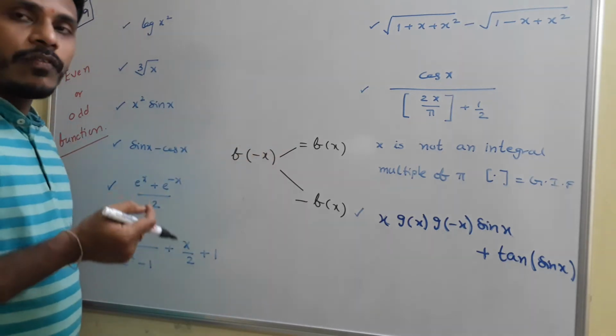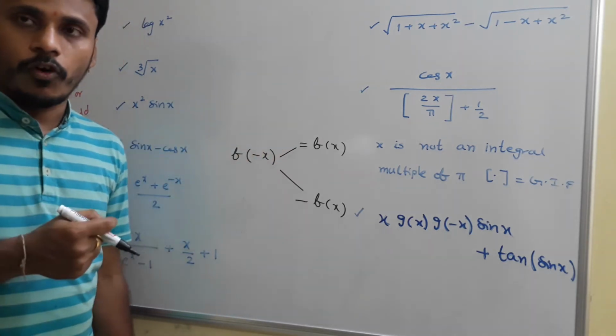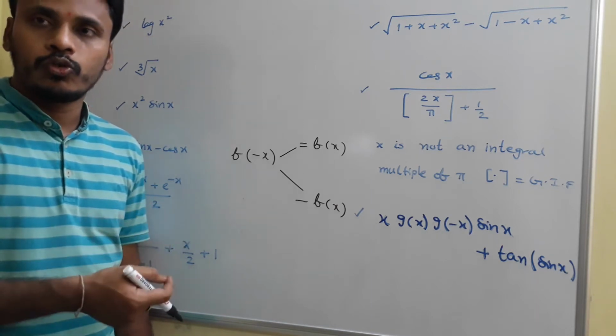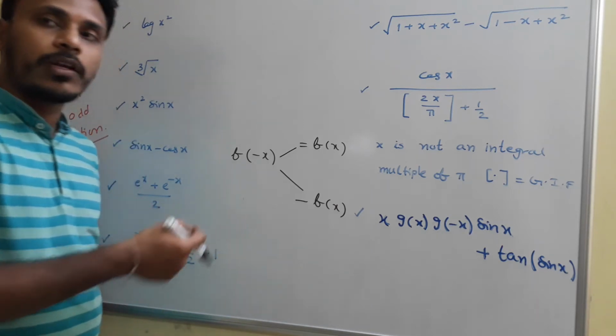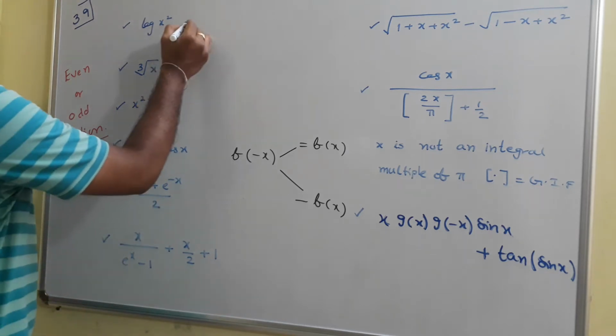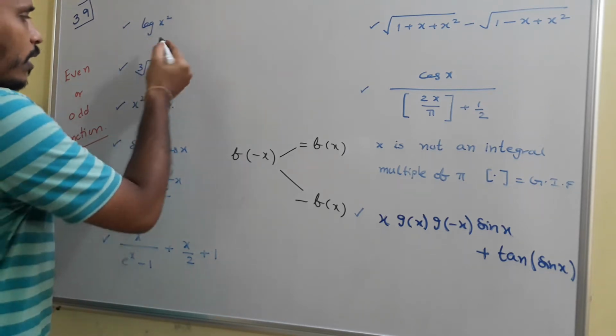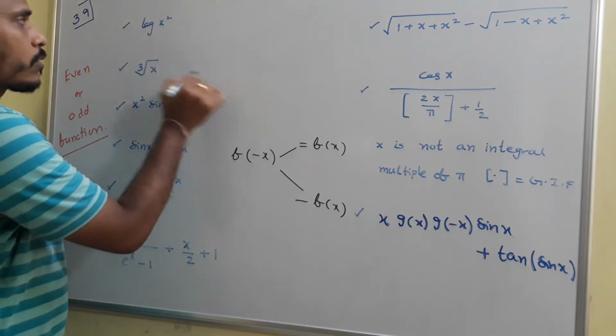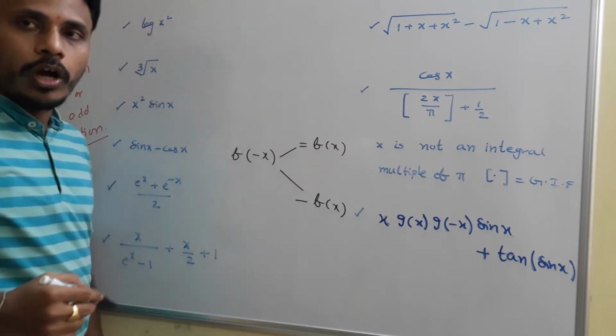Initially we need to consider the given function as f of x, and replace x with minus x, and then check whether it is equal to f of x or minus f of x. The task is very simple. One by one I will check and say whether they are even or odd. For that, the first one is log x square. The given function is log x square.